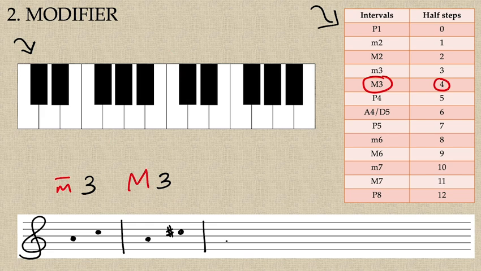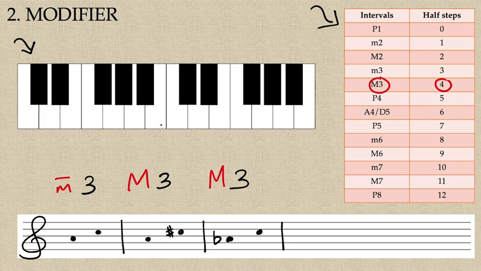Let's do another one. A flat to C. Well, again, it's A to C. We know this is a third. But we have to determine what kind of a third that is. What modifier do we use? So we have A flat to C. A flat is right here, and C, this is one half step. 2, 3, 4. There are four half steps. We know this is a third. It's either going to be a minor or major third. And there are four half steps in between these two notes. Then, now we are sure that this is a major third.